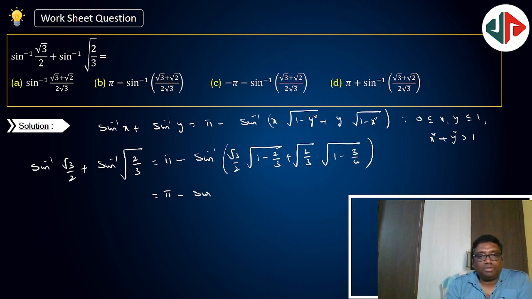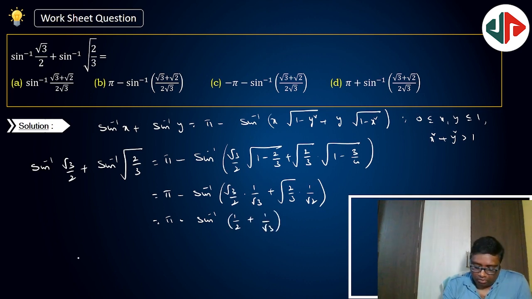Pi minus sin inverse of root 3 by 2 into 1 by root 3 plus square root of 2 by 3 into 1 by root. So this is nothing but pi minus sin inverse of 1 by 2 plus 1 by root, 1 by 4 only. So this value, take LCM. If you take LCM, then this value will exist: pi minus root 3 plus root 2 by 2 root.